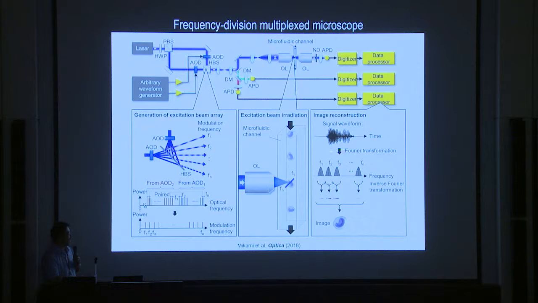Then after the measurement, we take the Fourier transform, and we demodulate that time domain signal to get a fluorescence signal at each spatial point, and then we can patch them together to reconstruct the fluorescence image.